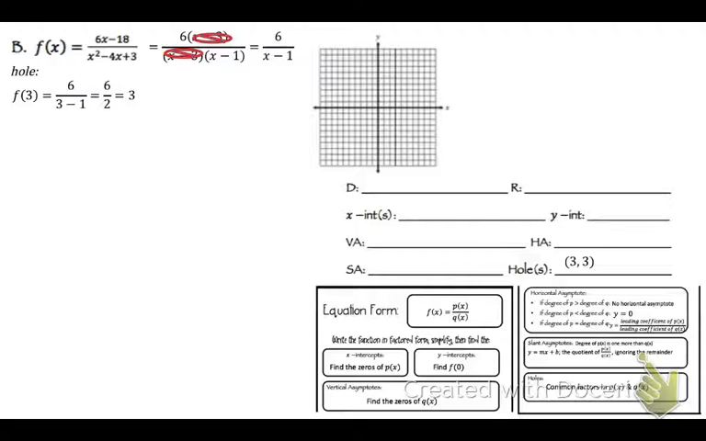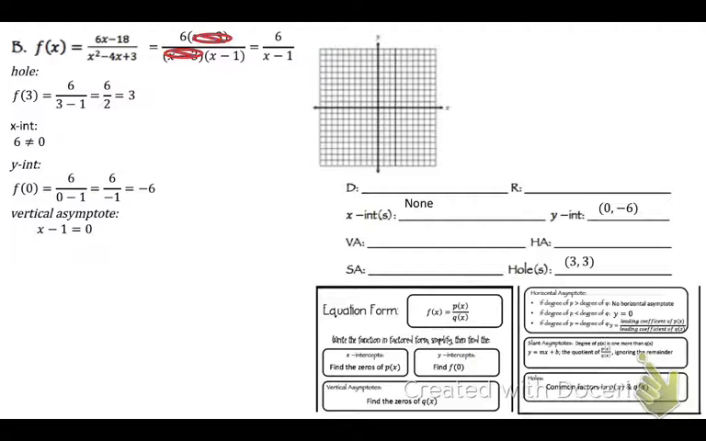Okay, now I'm going to go back and do my x-intercept. At the top, we're just left with 6. 6 cannot equal 0, so there is no x-intercept. Y-intercept, plug in 0 for x, and you get 6 over negative 1, which is negative 6. So that's going to be 0, negative 6. Vertical asymptote, set the bottom equal to 0. You get x minus 1 equals 0, so x equals 1.